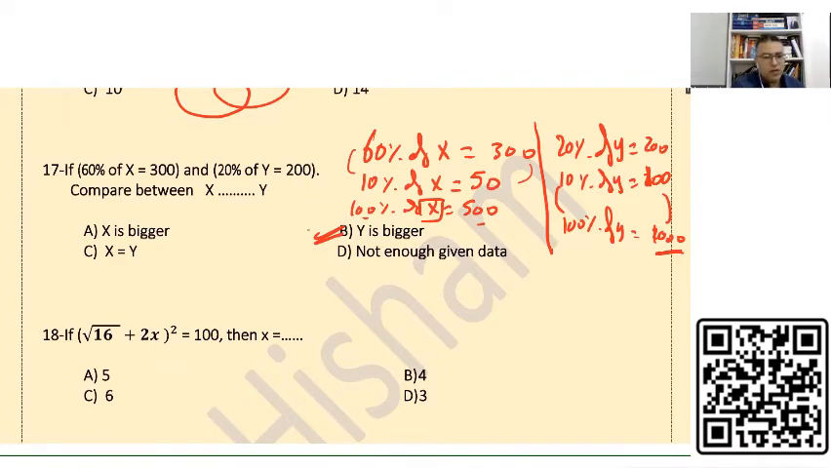Mr. Sham, I may solve it by another method or another solution by multiplying 300 by 60 and multiplying 200 by 20. It's okay, no problem. Follow any kind of working that you are comfortable with, since you can get the right answer.